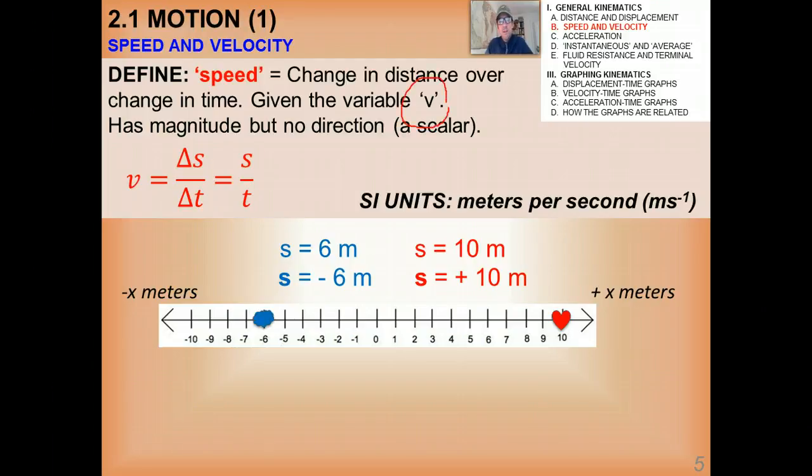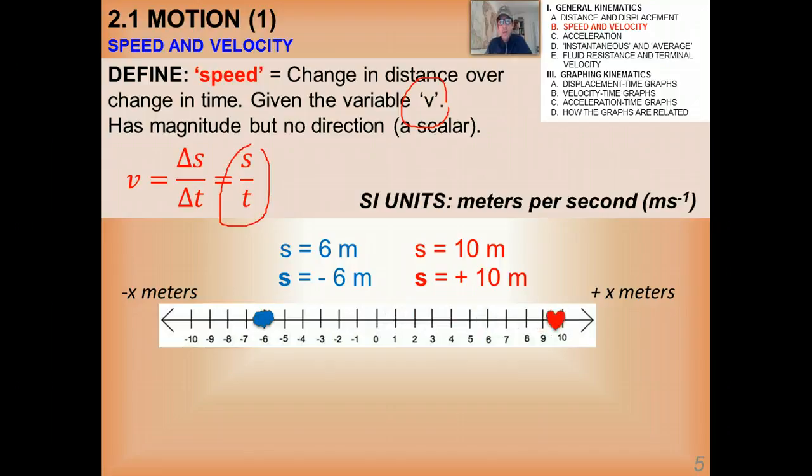We do not use the variable s for speed, so please never do that. That's one of those cardinal sins in physics. You want to always use v. Speed has magnitude, but no direction. Its units are meters per second, and it's simply v equals s over t, or delta s over delta t. If I start at s equals 0 and t equals 0, I can get rid of the deltas and just call it s over t.